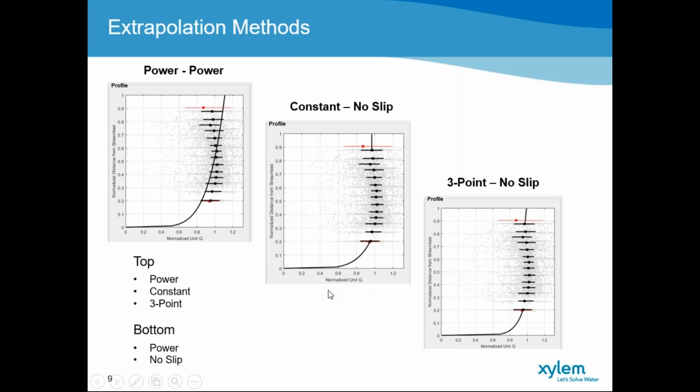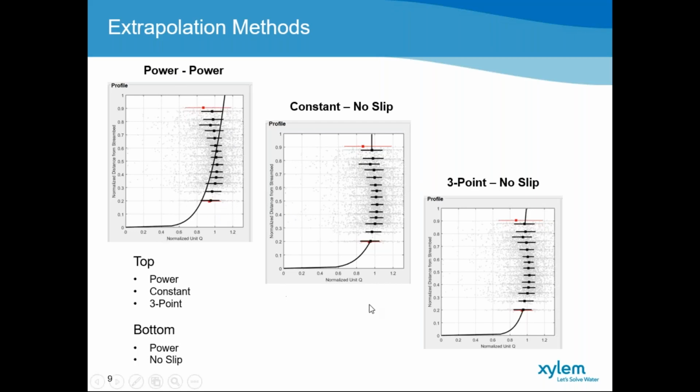The extrapolation methods are currently implemented in RiverSurveyor Live, and are also available in all the other manufacturers' software as well as the USGS. They consist of, at the top, a power function, constant, and 3-point methods, and at the bottom, a power and no slip. In RiverSurveyor Live, the default extrapolation method is power-to-power with a 1/6 power law, so it's a 0.16667 exponent.